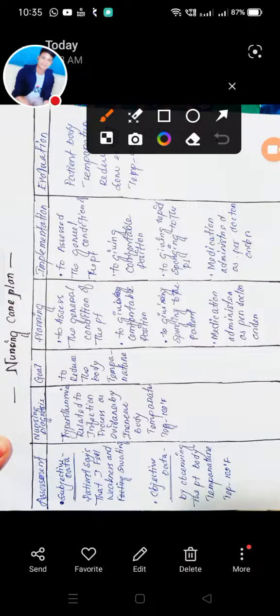If it is pain, you have to write acute pain related to the patient's disease condition as evidenced by the patient's facial expression. So the same nursing diagnosis you have to copy here.